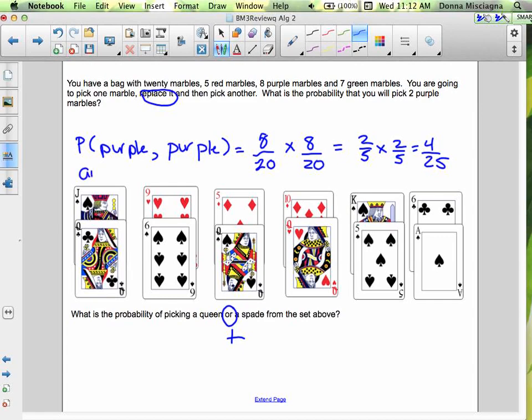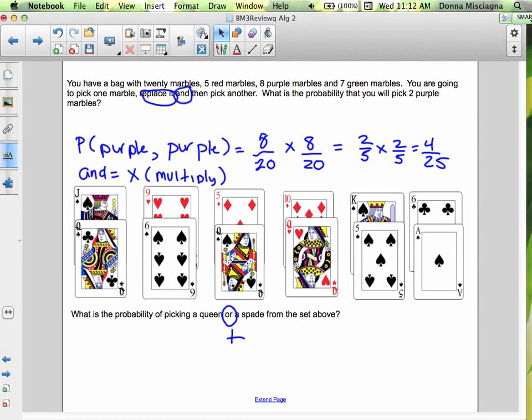So and is multiply, and I should probably just write the word multiply. And that also applies if you have more than one event. Right? I'm picking a purple marble, and then I'm picking another. Matter of fact, here you can even see the word and in that question before, if I can manage to circle it with my left hand. There we go. All right, so this is an add.